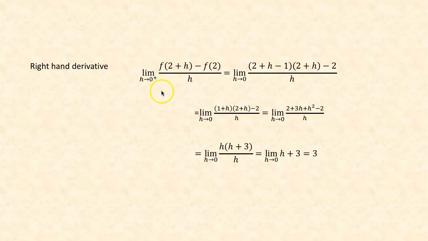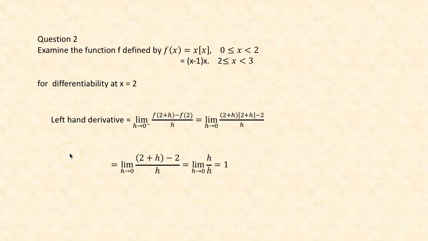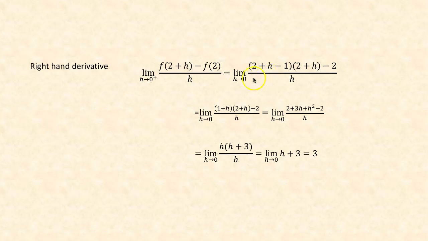The right hand derivative is limit as h tending to 0 to the right, f of 2 plus h minus f of 2 by h. H tends to 0 to the right, so 2 plus h is greater than 2, so we will take the value of f of x as x minus 1 into x. So f of 2 plus h will be 2 plus h minus 1 into 2 plus h minus 2.